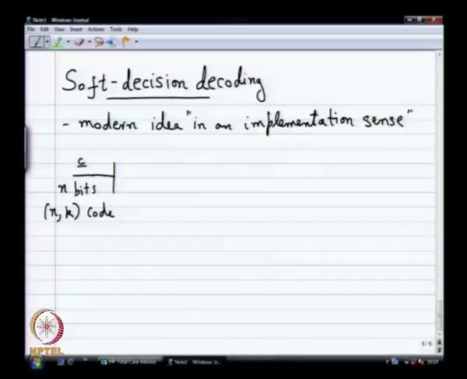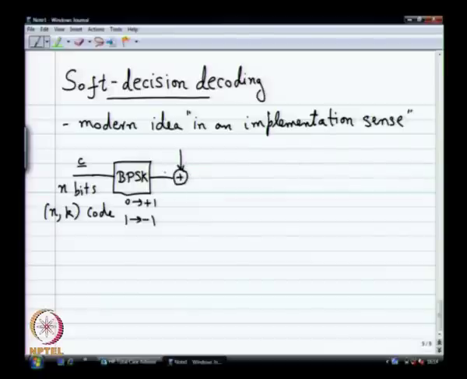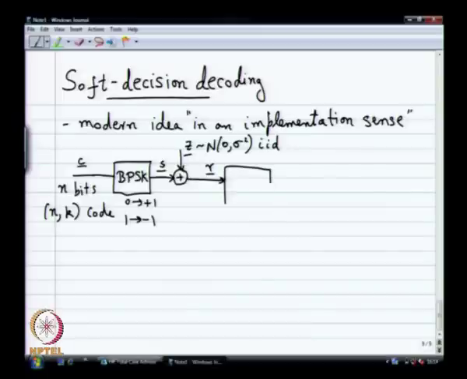This is going to go through BPSK. BPSK will always be 0 going to +1, 1 going to -1. And then AWGN. So, the symbol vector S plus noise Z, which is always going to be normal with mean 0 and variance sigma squared, IID, and this gives you R. I want to have a decoder here which will produce C hat.